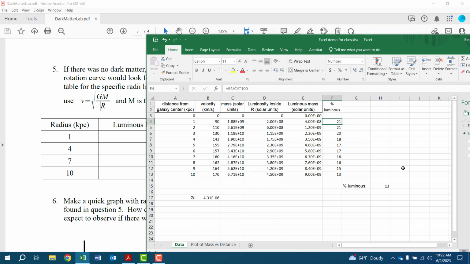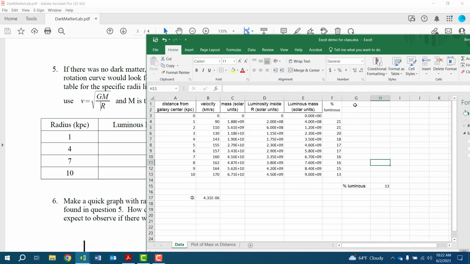So this helps us answer the question that we were just discussing. You can see out at the edge, the luminous matter does in fact make the smallest percentage of the total matter. Towards the center of the galaxy, a good 20% is from things we can see, stars. Towards the edge, only 13%. Right? And these numbers are all approximate.